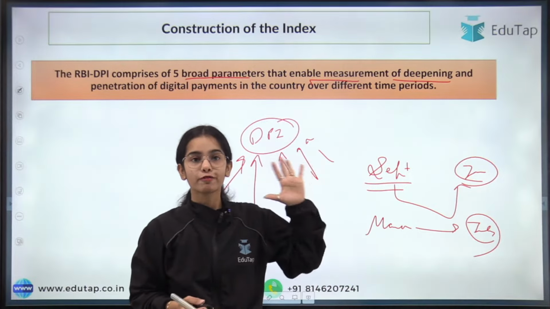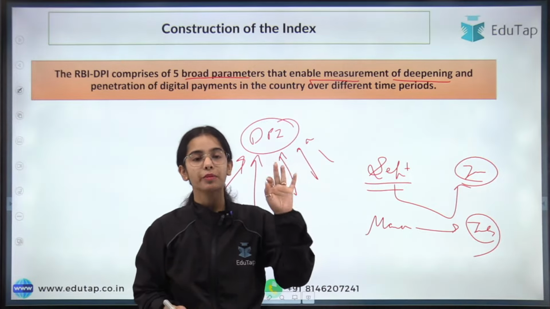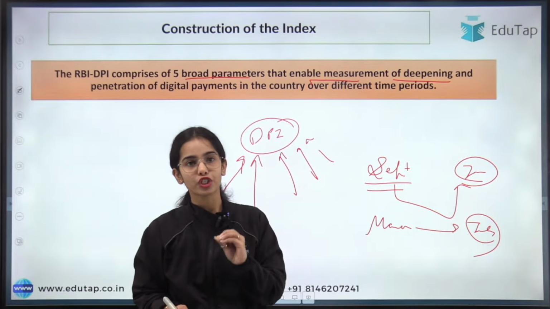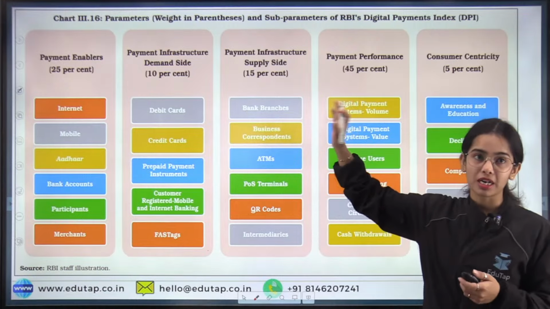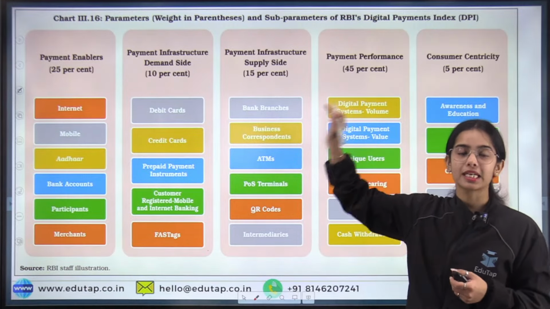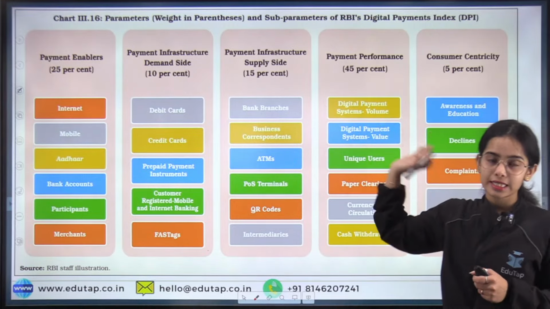Now, what are the 5 broad parameters that enable the measurement of the deepening and penetration of digital payments? They are payment enablers, payment infrastructure demand side, payment infrastructure supply side, payment performance and consumer centricity.